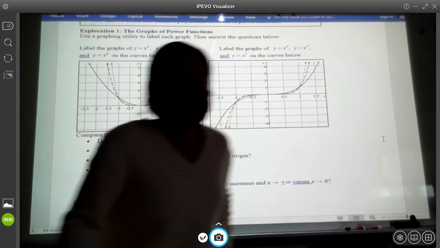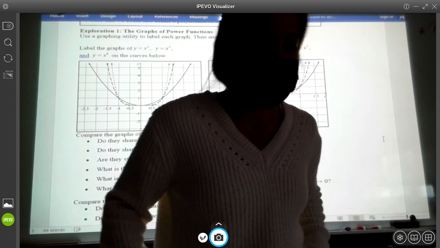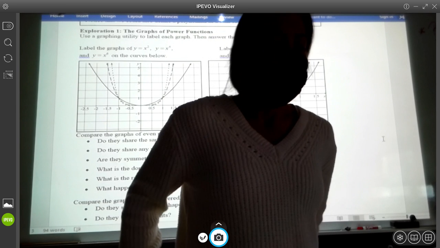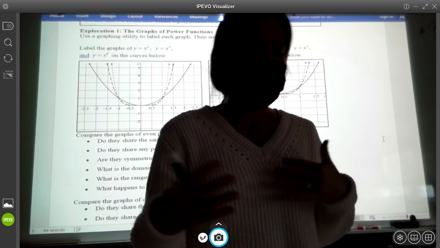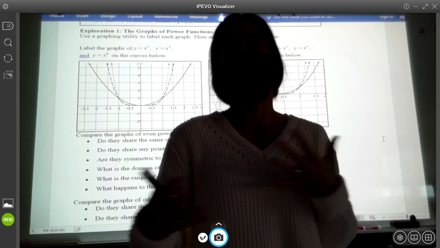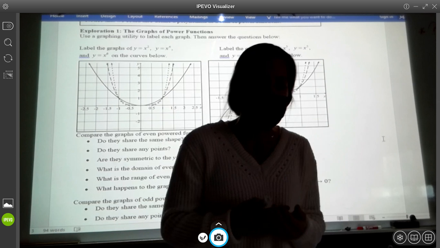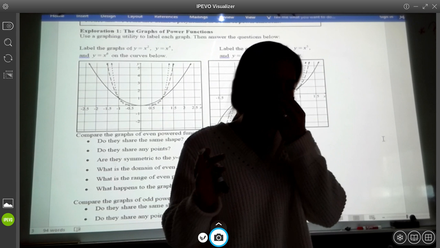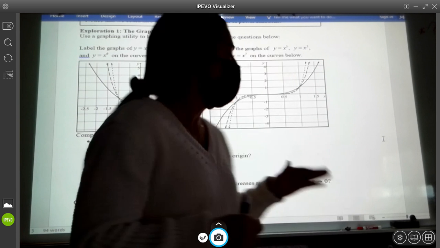All right, guys, we're still working in section 4.1. It takes us a few days to get through all of section 4.1. Today, we're going to start working with the graphs of a polynomial. So again, I'm pretty sure you're familiar with the graph. There are just a couple of new vocab words that you have to get used to hearing, okay?